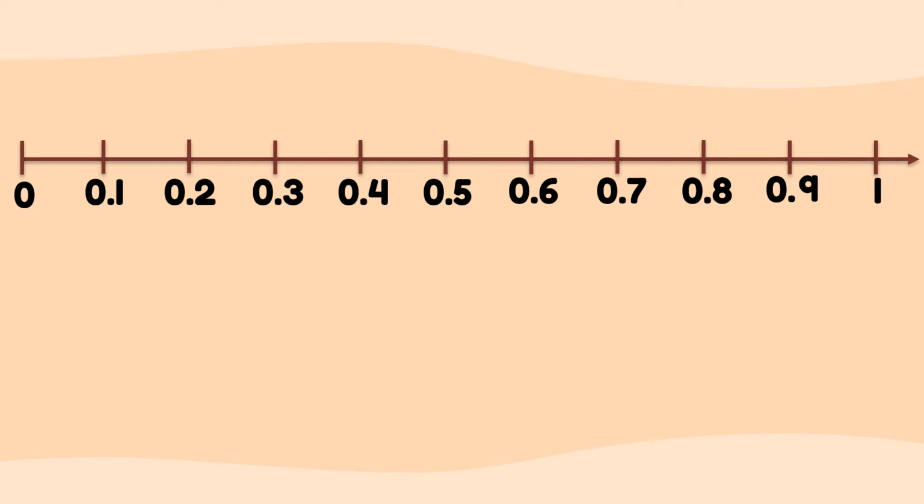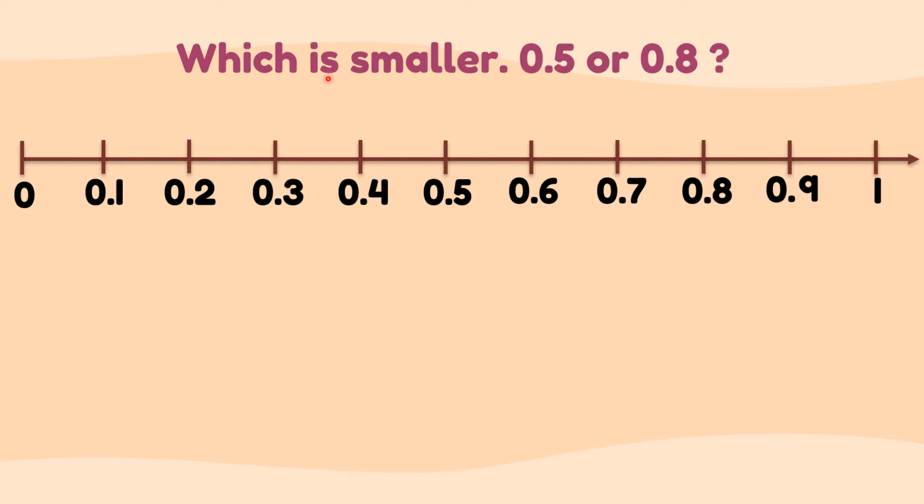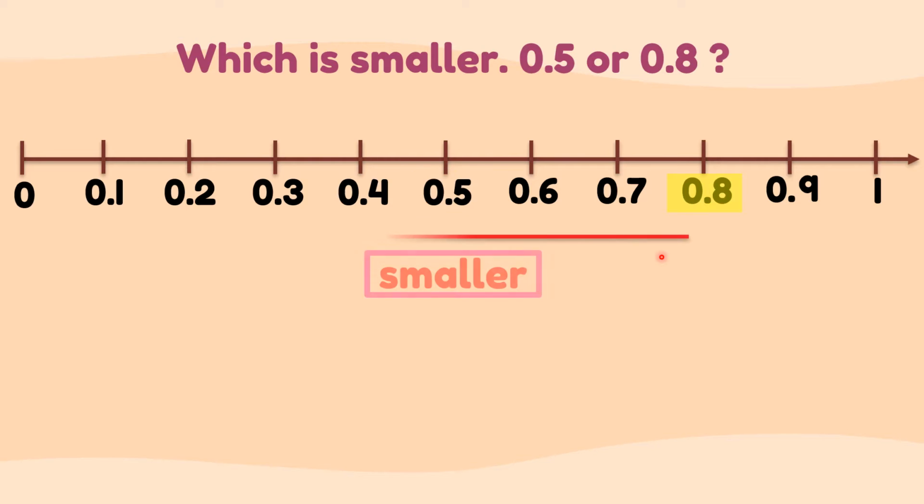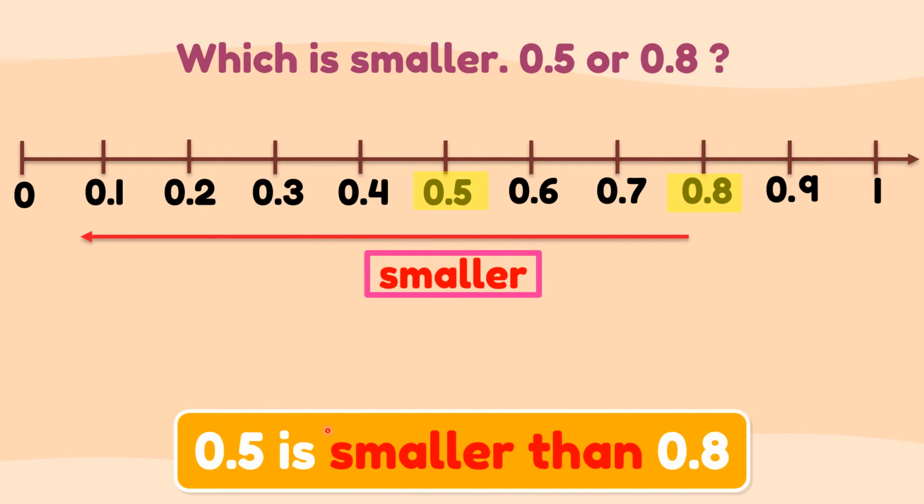Let's look at this example. Which is smaller, 0.5 or 0.8? Let's look at this number line. The value gets smaller as the decimals move to the left. So, 0.5 is smaller than 0.8.